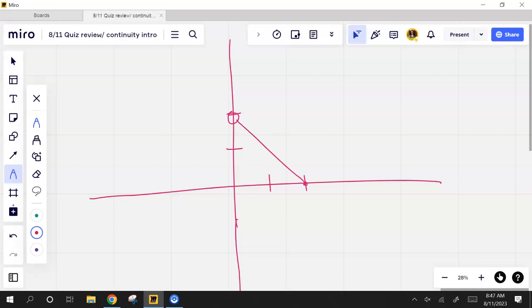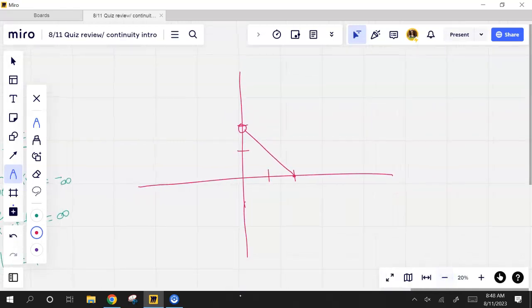Okay. Yes, I swear I had an answer key for this.